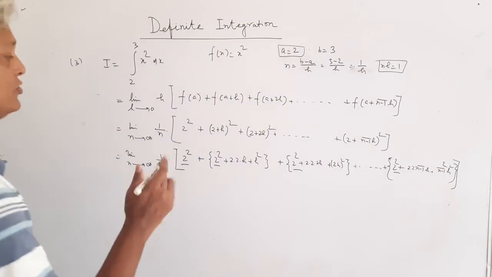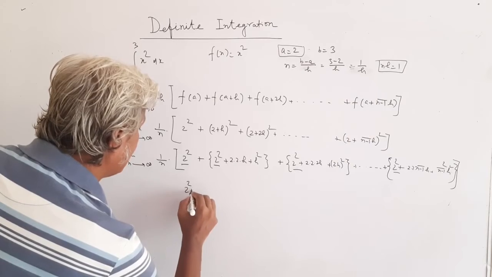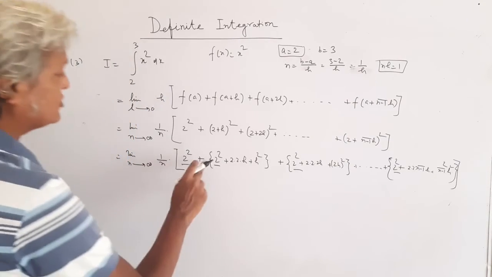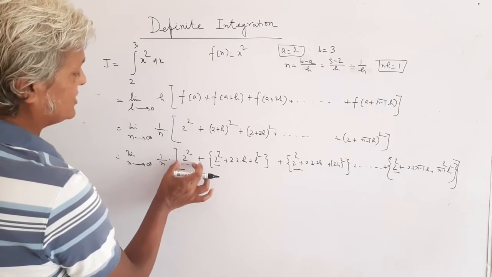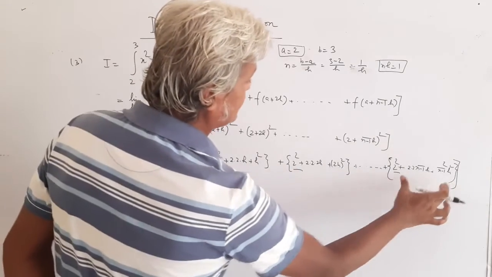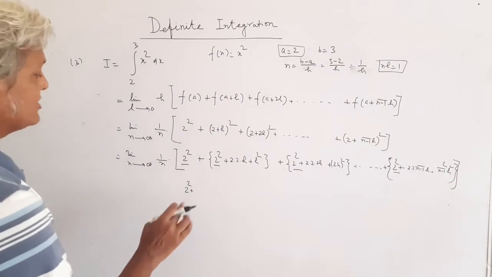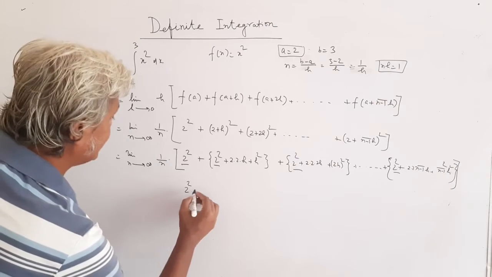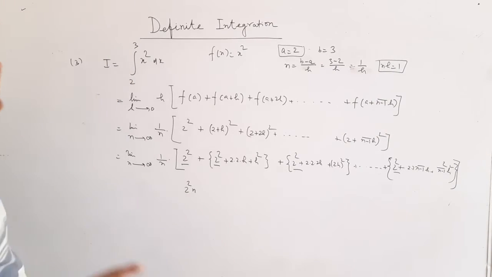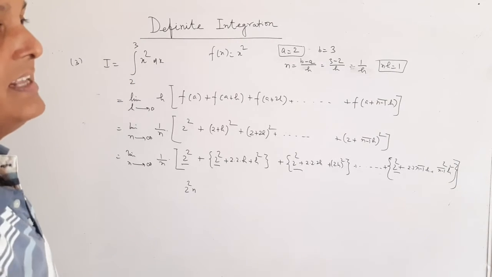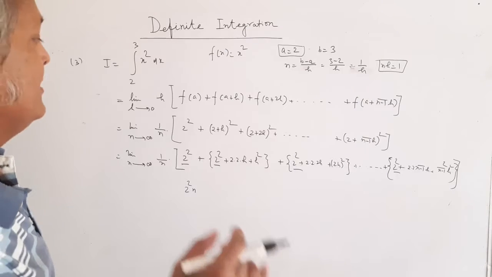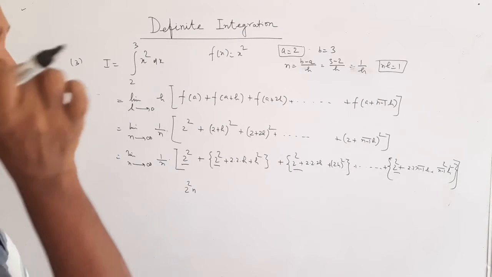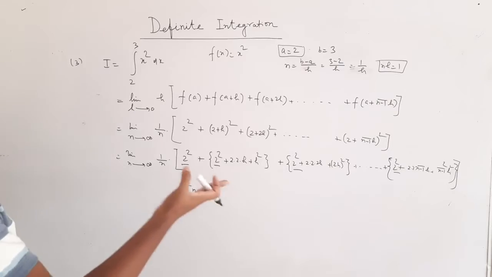There are n 2 squares, because there are n brackets. So first term, second term, third term, this is nth term. So you have n 2 square. If you add all of them together, they will become 2 square times n. Just like if 1 is added 5 times, then it becomes 5 times 1. Then 2 square is added n times, it becomes just 2 square n or 4n.